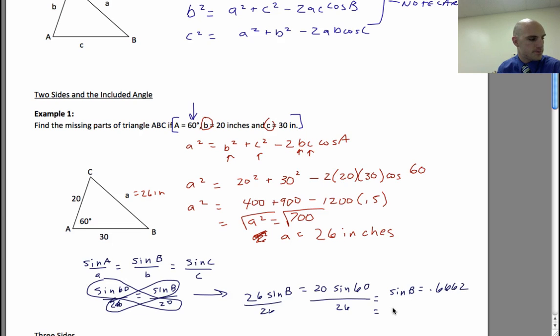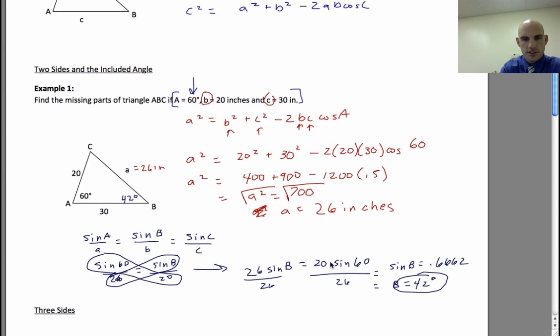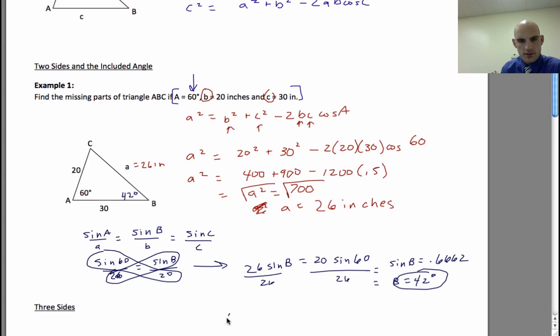So I do the inverse sine, and I get that B is equal to 42 degrees. Now, if this is 42 degrees, the third step we can do is scroll down just a hair: 60 plus 42. If I subtract that from 180, I'm going to end up with what I want, and that C is equal to 78 degrees.